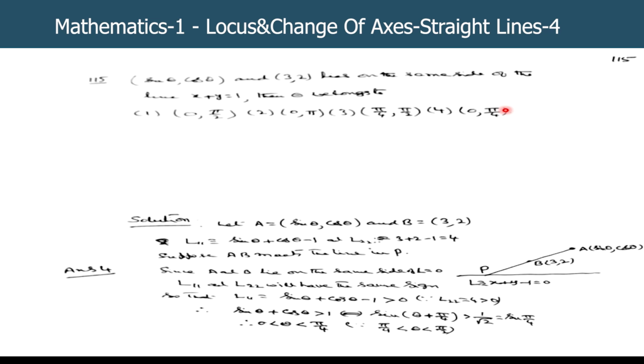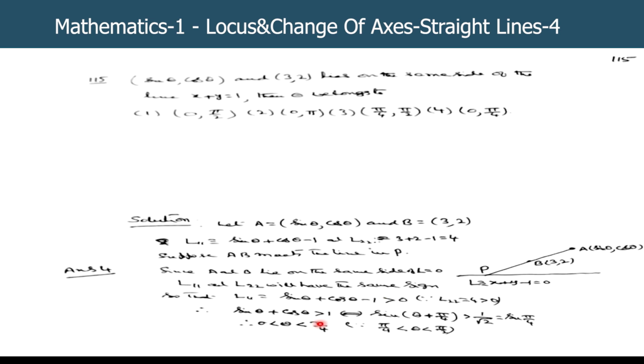Suppose AB meets the line in P. Here you can write, that is unnecessary. Also, since A and B lie on the same side of L equal to 0, L11 and L22 will have the same sign. Same side, same sign. Opposite sign, opposite sides. L22 is positive, because L22 is 4. So therefore, L11 equal to sin theta plus cos theta minus 1 must be positive.